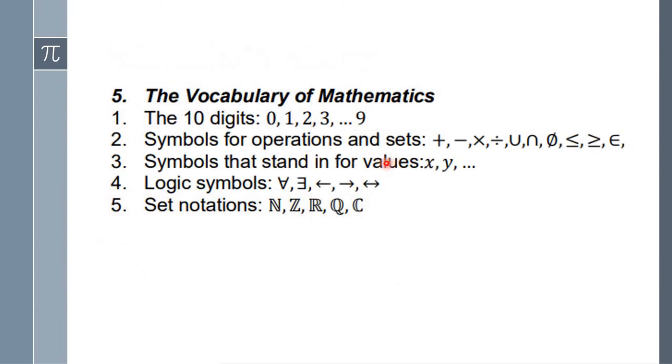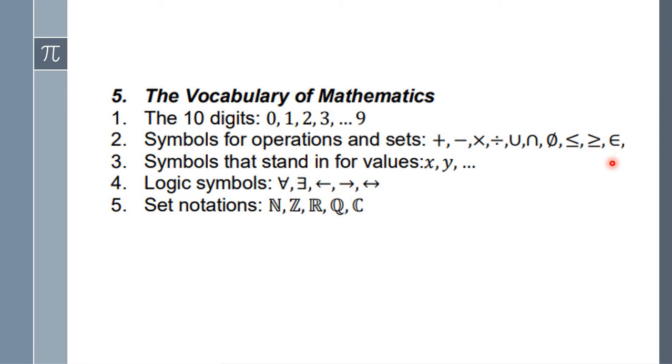These are some additional vocabulary of mathematics. The 10 digits. Digits are single, only one. We start with 0, 1, 2, 3. The dots here are called an ellipsis, meaning there are numbers or symbols in between: 4, 5, 6, 7, 8, 9. These are the basic symbols for operations and sets. This is union, this is intersection, null set, less than, greater than, less than or equal to, greater than or equal to, and we have the element of a set.